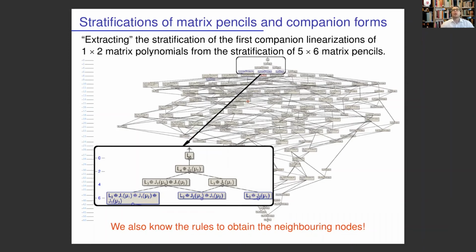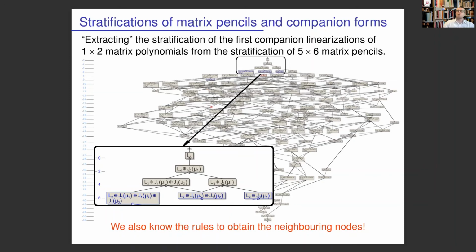For matrix polynomials, we can essentially reuse the result for matrix pencils. Like in this example, the stratification of the closure hierarchy of 1 by 2 matrix polynomials is extracted from the closure hierarchy of 5 by 6 matrix pencils. And we also know how to obtain the neighbors. I recall that every step here was motivated before in the slides, when I was telling you how the invariants are related, as well as why the full linearization corresponds to the structured linearization.